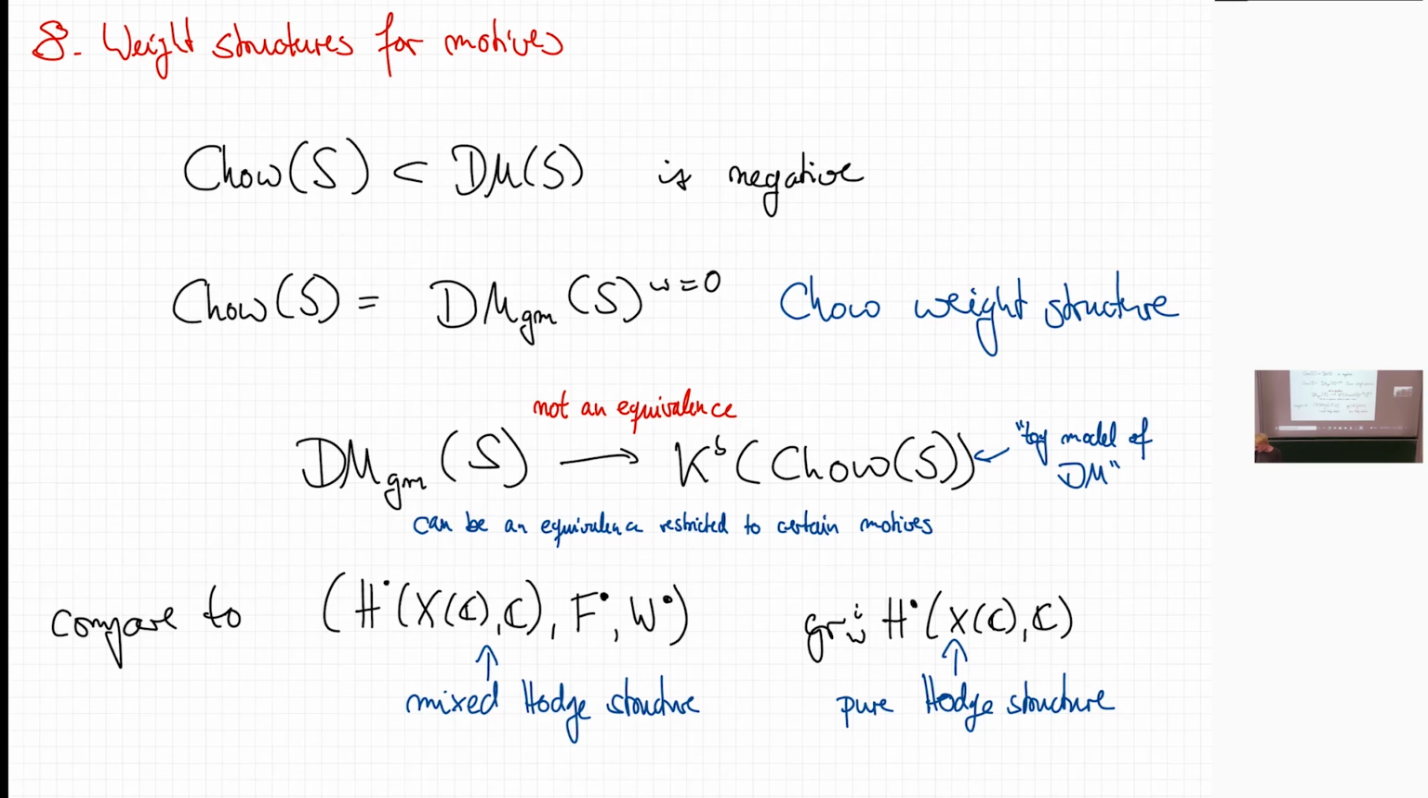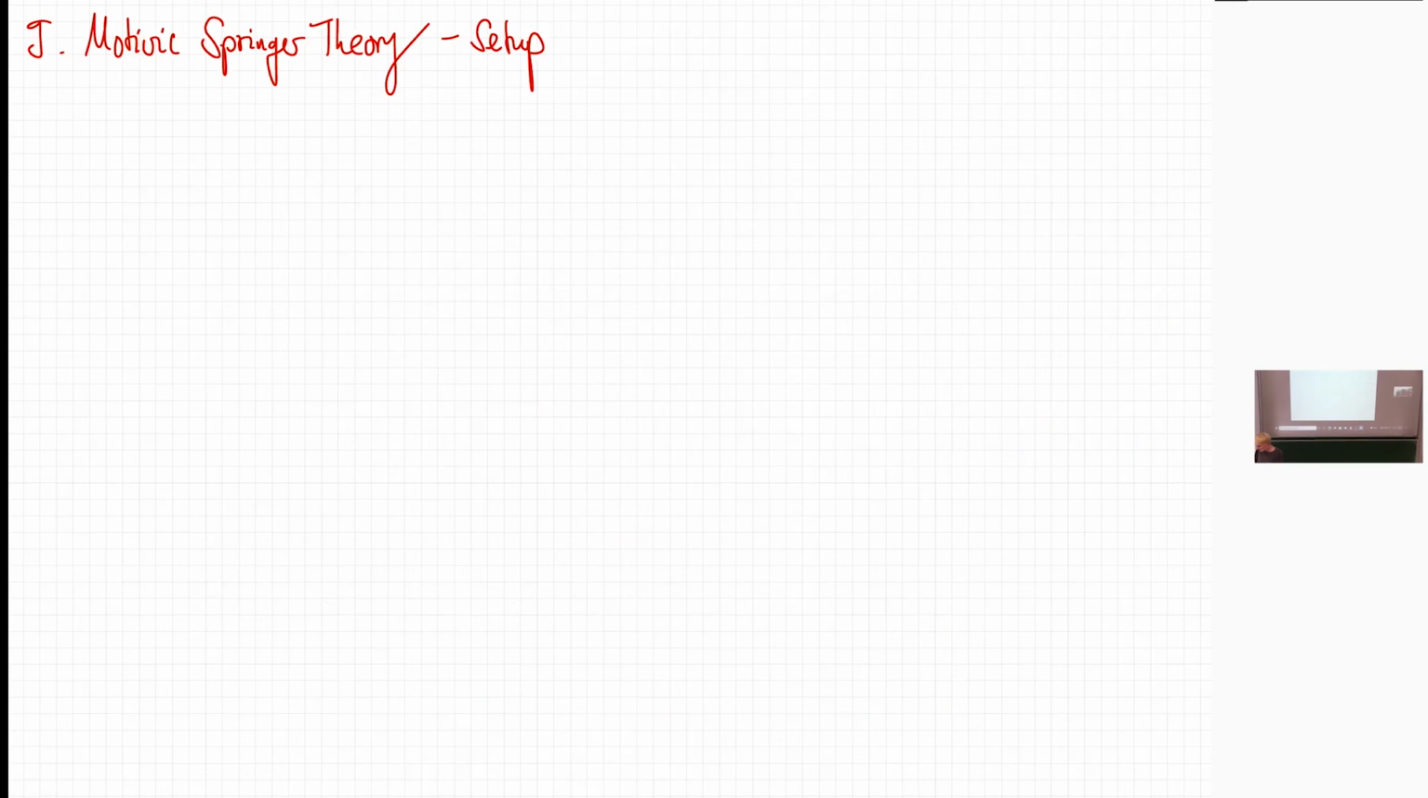Yeah? Okay. Good. Then motivic Springer theory, the topic of my talk. Okay, so now let's put everything together. So let's say, how much time do you have, by the way? About 10 minutes, I guess.